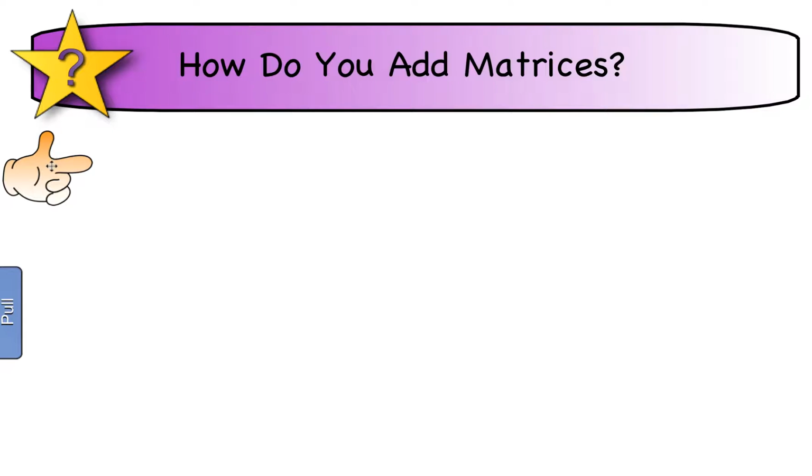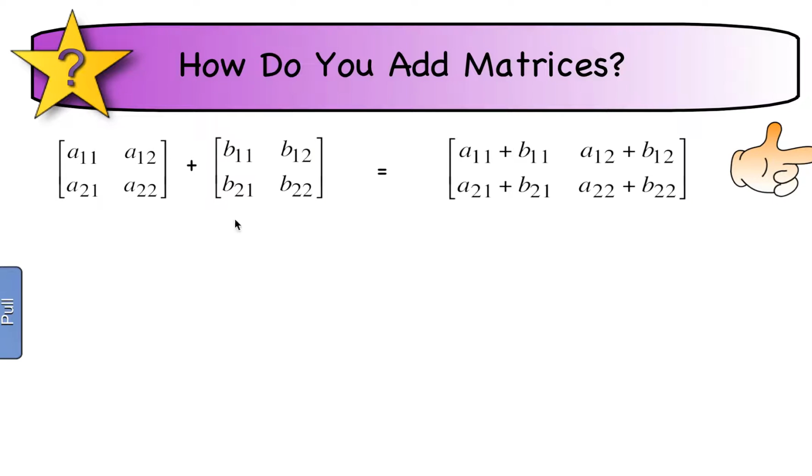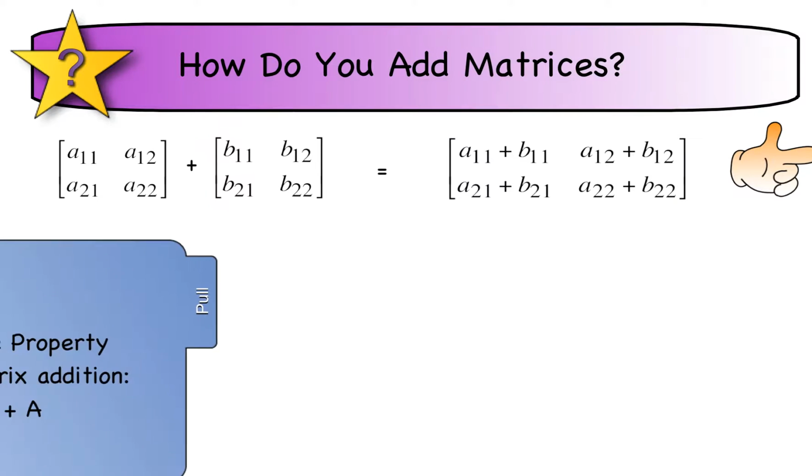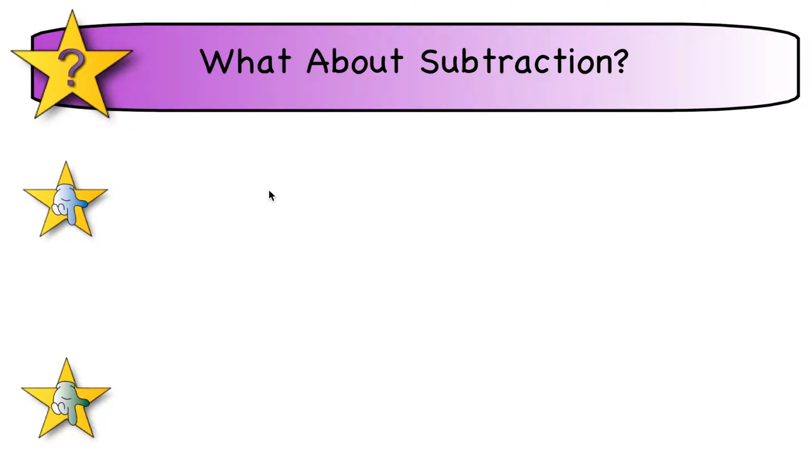So how do we add matrices together? Well, it's really pretty straightforward. They have to have the same dimensions to add the matrices together. And all we do is add the elements that are in the same position. So the commutative property is true for matrix addition. It doesn't matter what order. If I put matrix B right here in front, I'll get the same result as if I put it second. So the order does not matter when we are adding matrices.